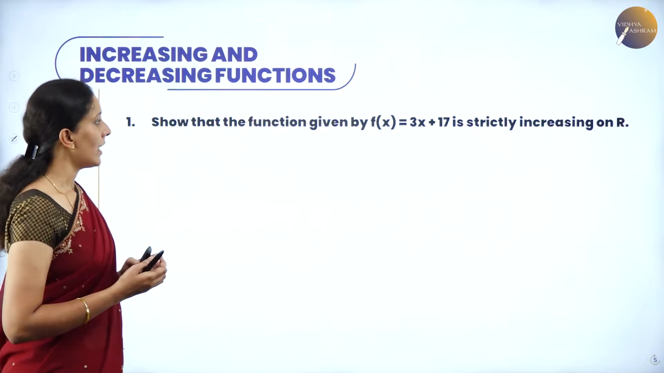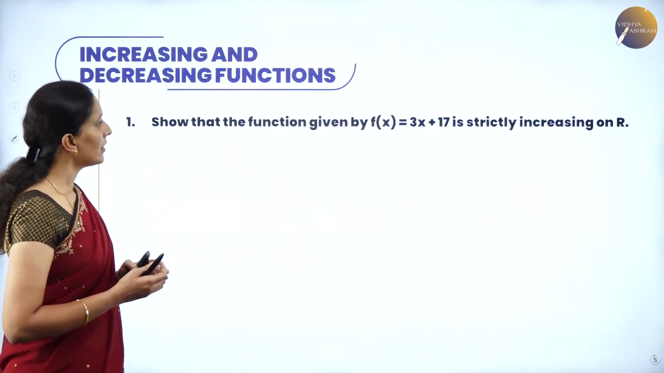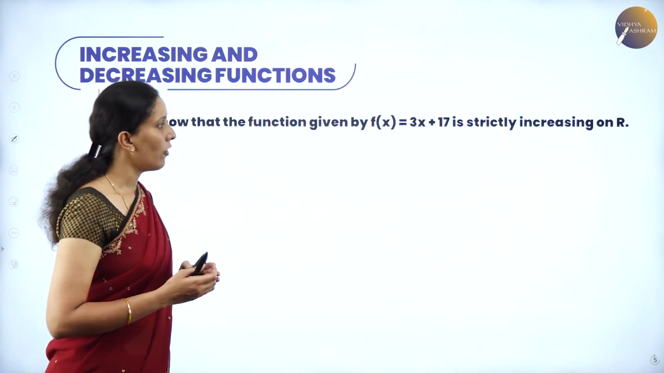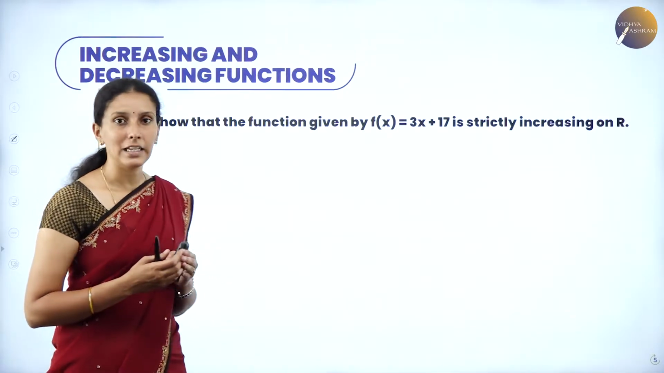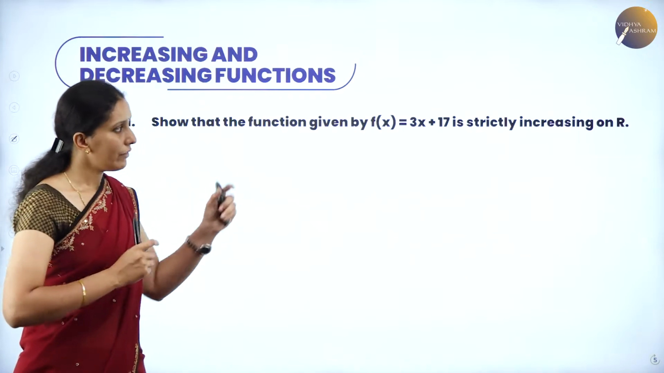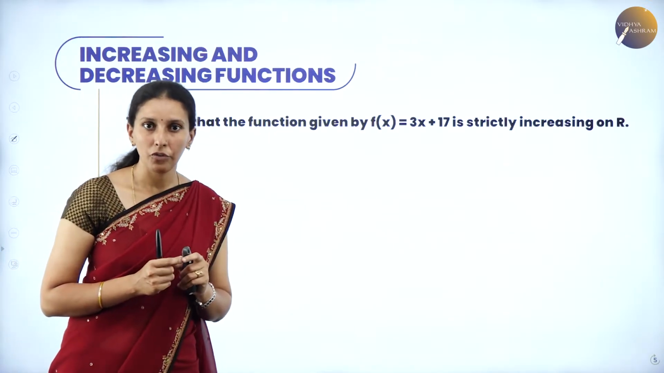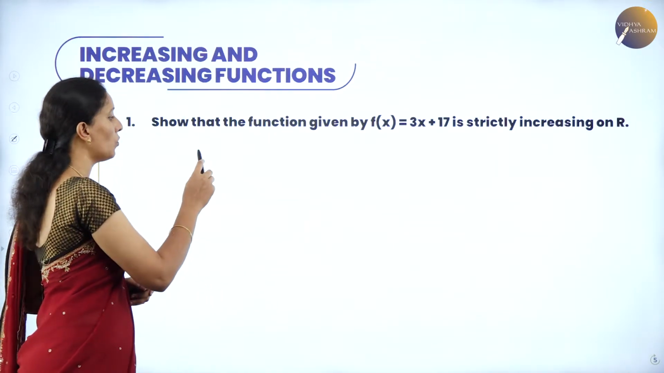So here is an example. Let's verify. Show that the function given by f of x is equal to 3x plus 17 is strictly increasing on R. So whenever we have taken a real valued function, we have to take two values.